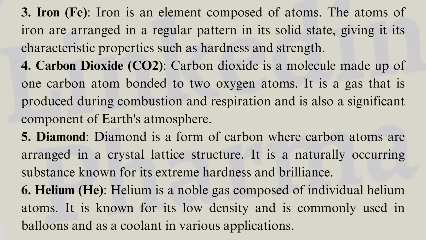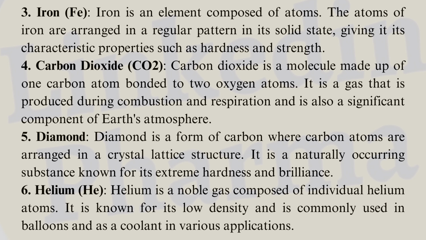3. Iron. Iron is an element composed of atoms. The atoms of iron are arranged in a regular pattern in its solid state, giving it its characteristic properties such as hardness and strength. 4. Carbon dioxide. Carbon dioxide is a molecule made up of one carbon atom bonded to two oxygen atoms. It is a gas that is produced during combustion and respiration and is also a significant component of Earth's atmosphere.